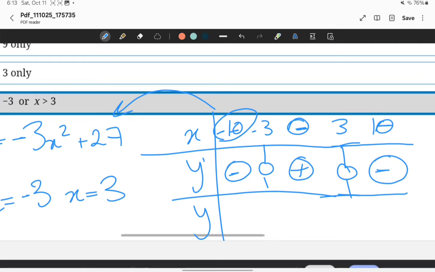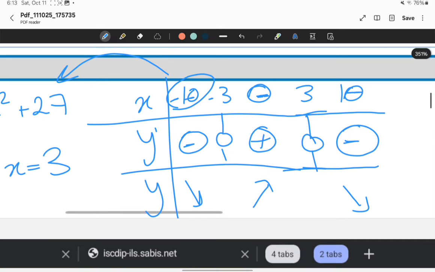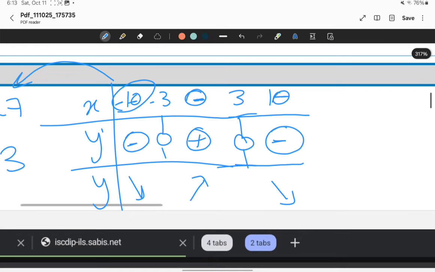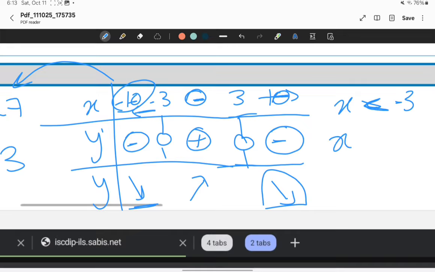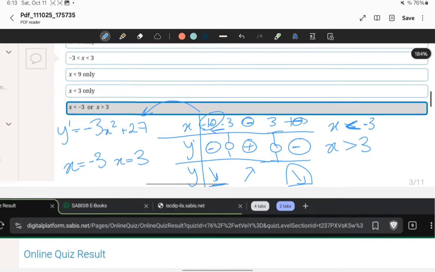So now we have the signs, we do our arrows. So this minus plus minus. So now we could tell that the graph is going down when x is less than minus 3, right? So that means x less than minus 3 is decreasing, and it's also decreasing when x is greater than 3. So when x is greater than 3, it's decreasing. Okay, so that's what we choose. The options, we find x is less than minus 3 or x is greater than 3.